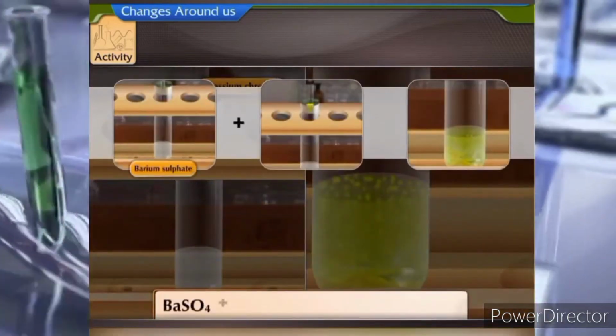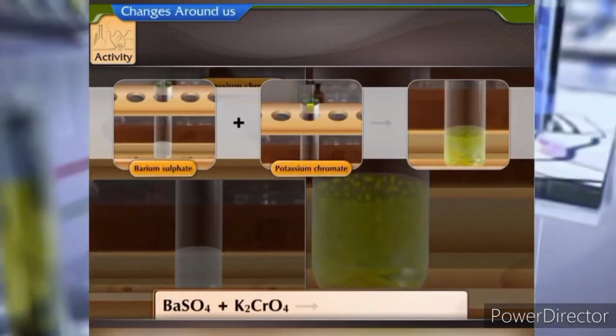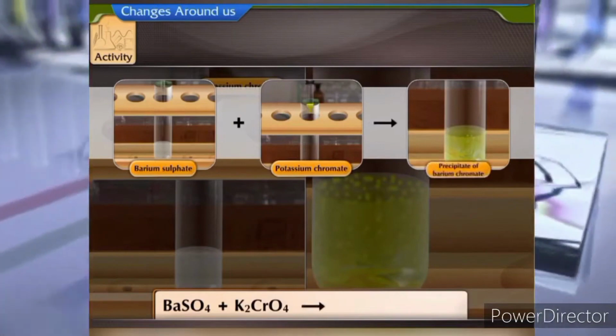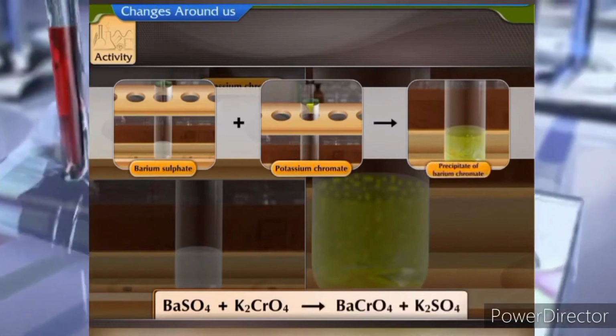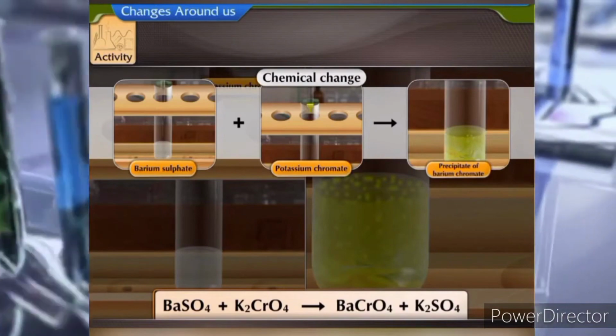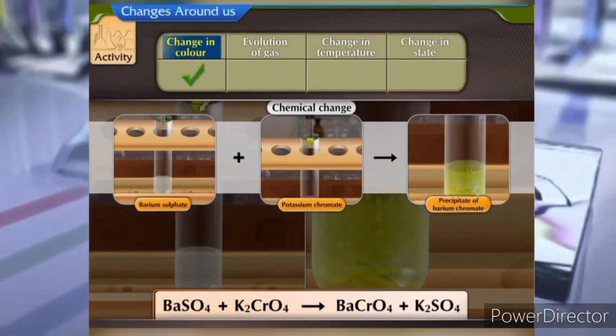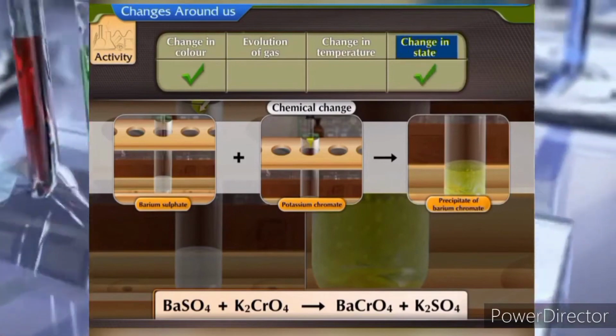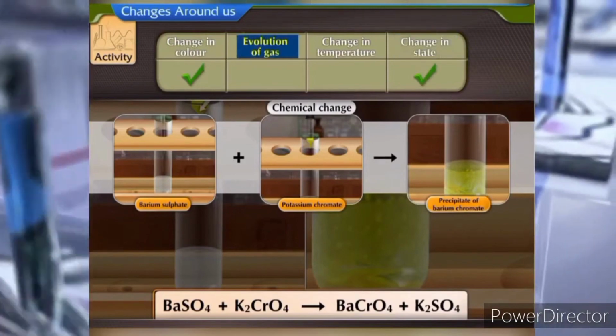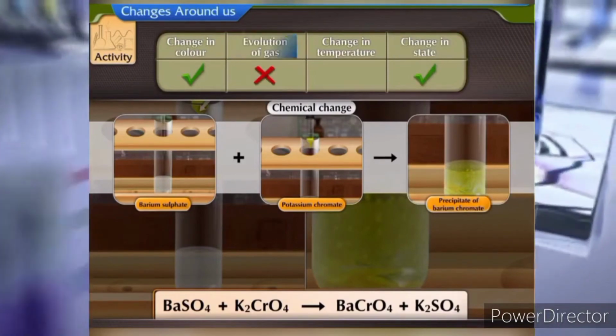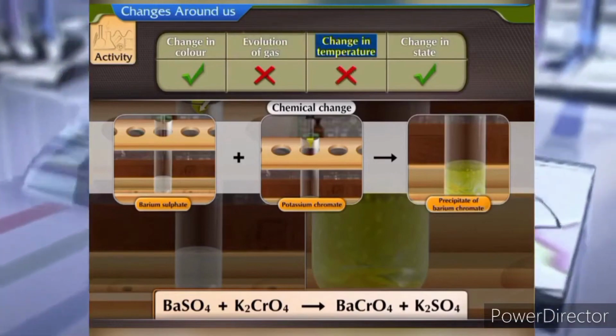Barium sulfate reacts with potassium chromate to form a yellow-colored precipitate of barium chromate. This is a chemical change. There is a change in color and also change in state. There is neither any gas evolved nor any change in temperature.